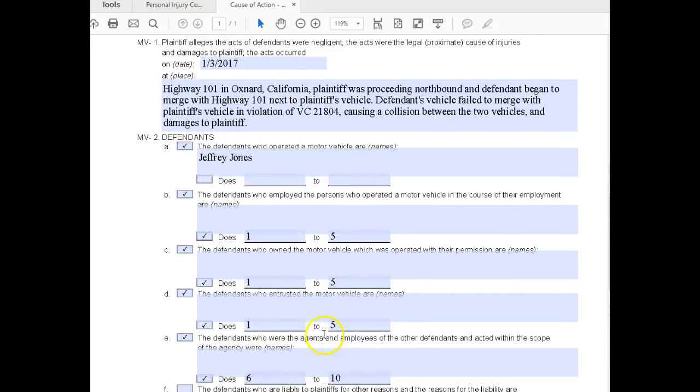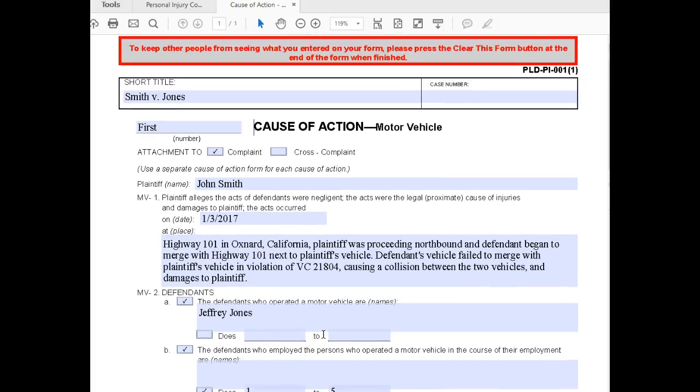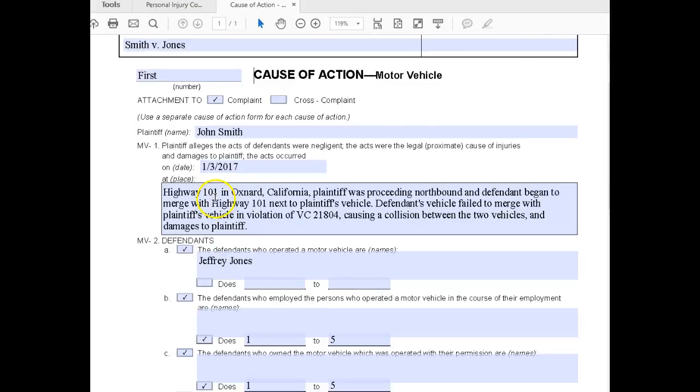And that's it. See how easy that was? It was not very difficult. It's just putting down what happened in a very general sense. But you see here, it shows there was driving going on. The defendant was negligent because they failed to merge in violation of this statute. They caused a collision and it caused damage to the plaintiff. We're not even saying how much damage. We don't have to at this point.